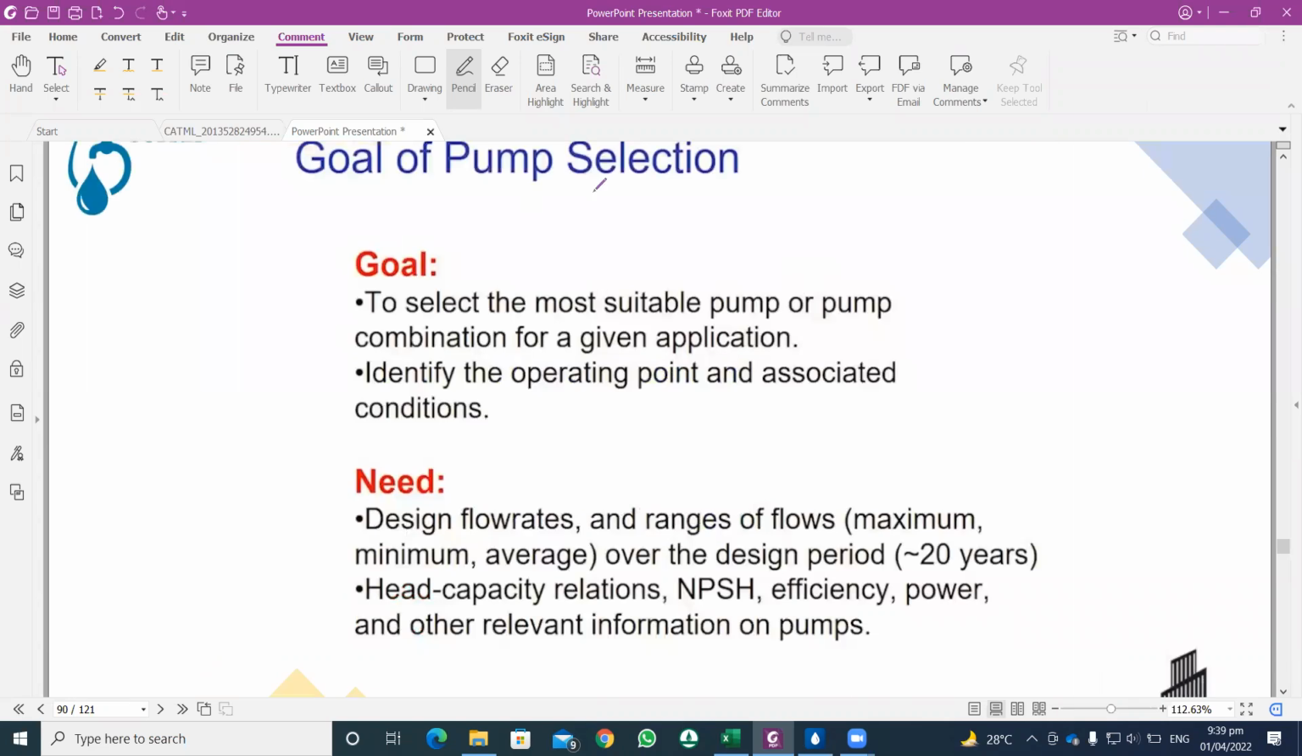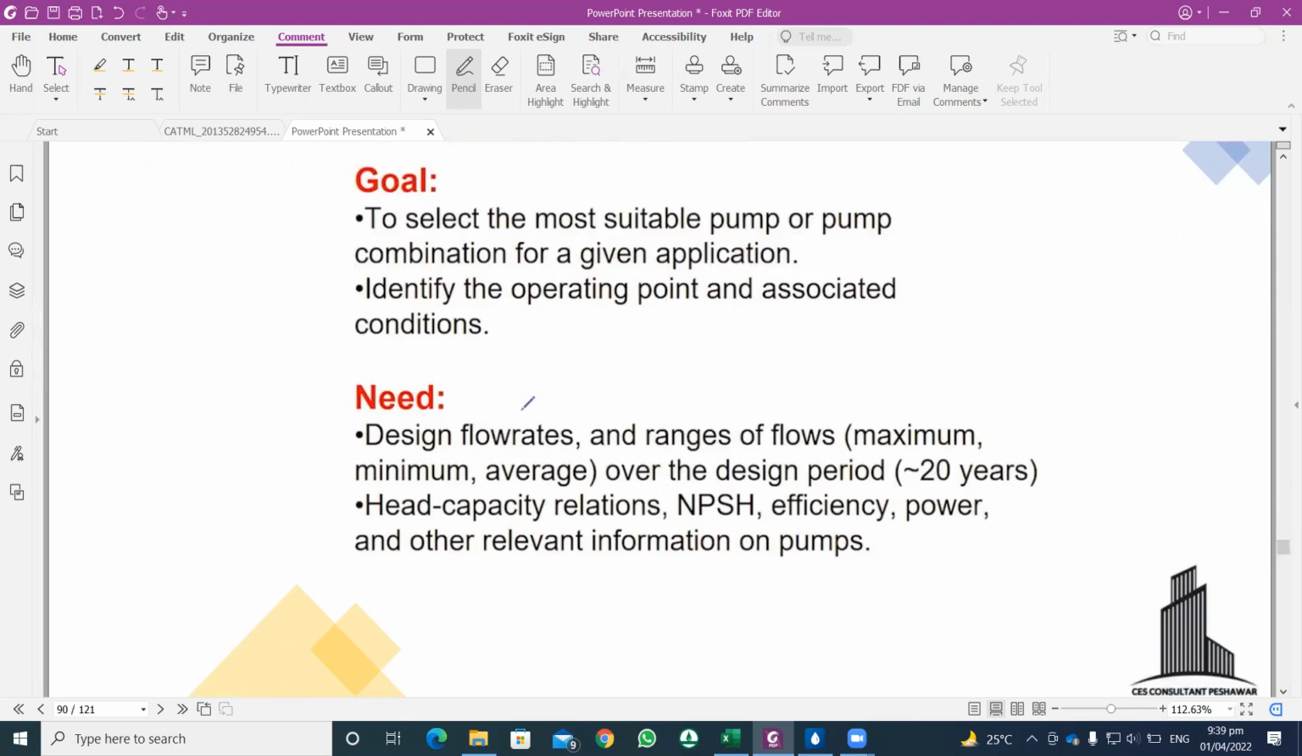So the goal of pump selection is to select the most suitable pump or pump combination for a given application, and identify the operating point and associated conditions. First of all, to select the pump, you have to find the design flow rates. What are the ranges of flows, maximum, minimum, average, for what period you have to design, and what is the head capacity relationship between the head and the flow, design flow. This is the curve provided by the manufacturer. So this is the head capacity relationship.